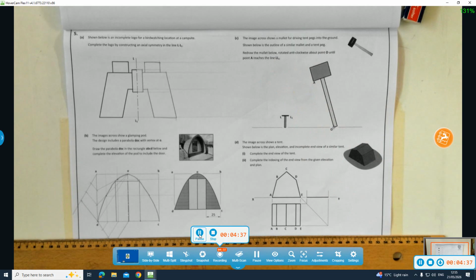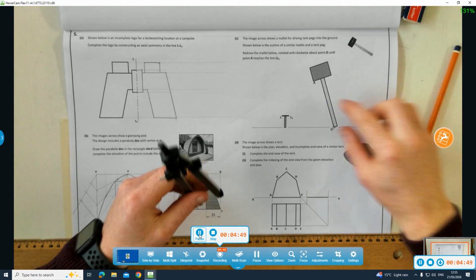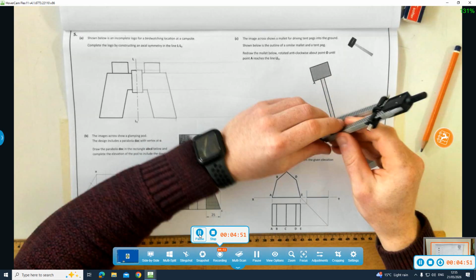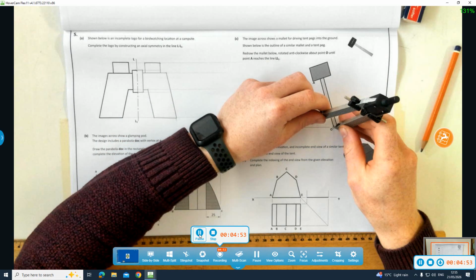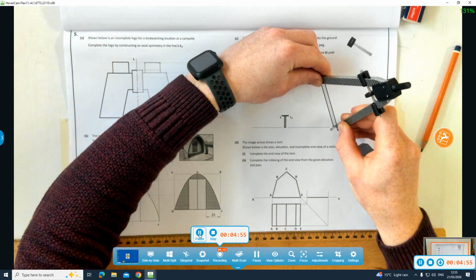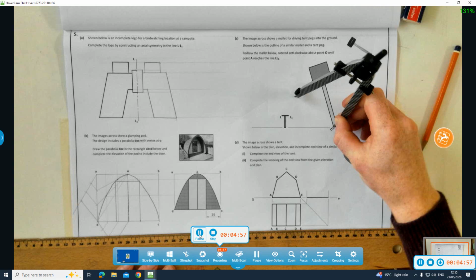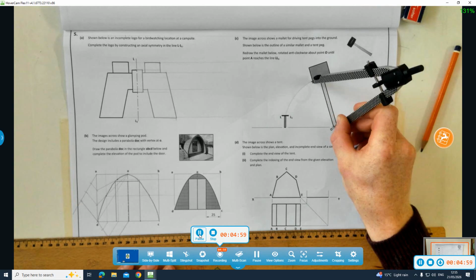So, an image across shows a mallet for driving tent pegs into the ground. Shown below is the outline of a similar mallet and a tent peg. Redraw the mallet below, rotated anti-clockwise through point O until the line A reaches the line L1. Okay. So the first thing I'm going to do is rotate A around until it hits the nail. Okay, so point on O, extend the compass to A, and swing it around.